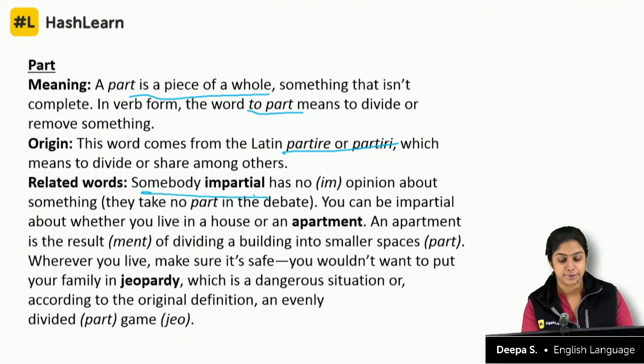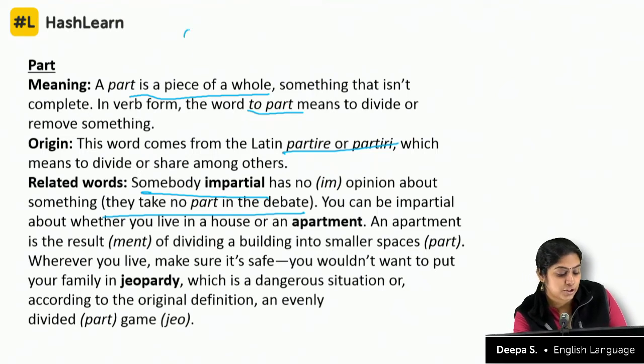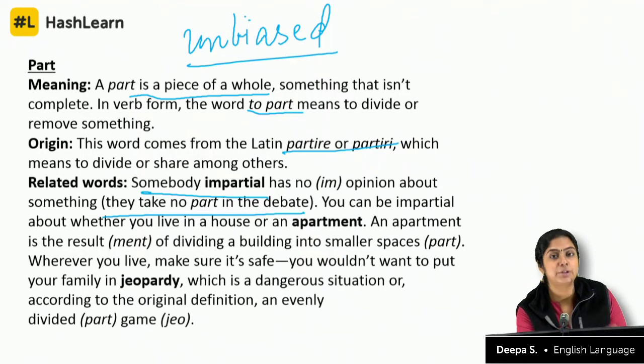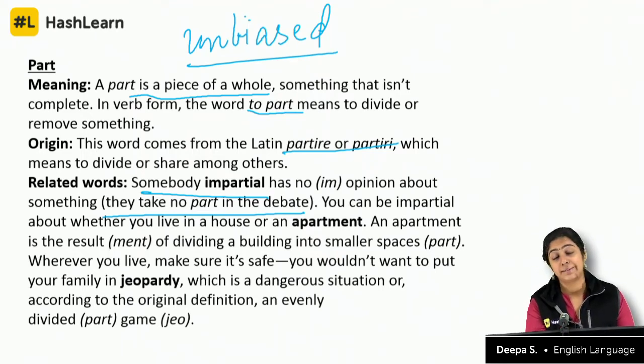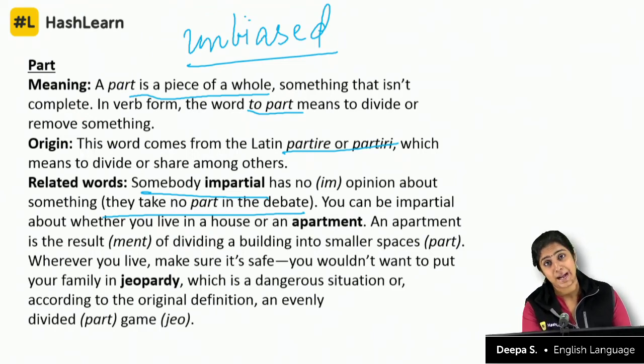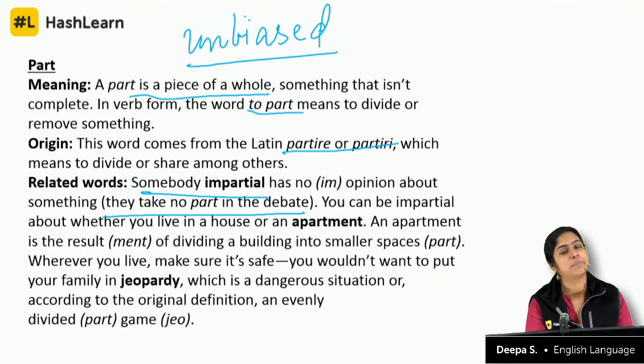Somebody impartial has no opinion about something. They take no part in the debate. Now, what are the synonyms for impartial? There can be unbiased. So when someone is partial, you know that they are a little biased. They have a good notion about someone, a bad notion about someone else. So when they act out, it's very evident. Hey, you know what? That director, well, I'm just partial to him. So even if he makes a bad movie, I will probably give it a good rating.